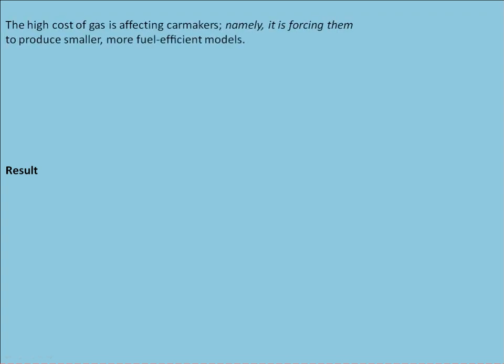The high cost of gas is affecting car makers. Now you are giving the example by using the conjunctive adverb, namely: it is forcing them to produce smaller, more fuel efficient models. So the high cost of gas is affecting the car makers. You want to prove this through an example. So what are they doing? That high cost is forcing them to produce smaller, more fuel efficient models.